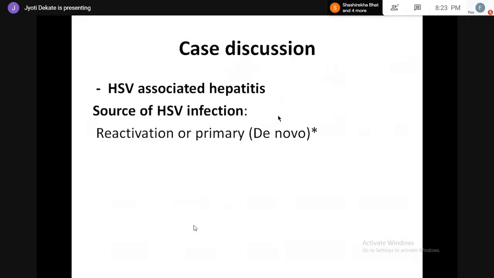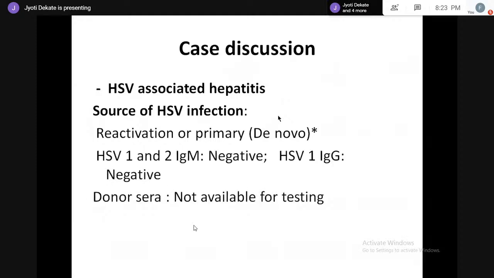HSV-associated hepatitis in the post-transplant setting can be because of the reactivation of the latent virus, or it can be due to de novo virus. To differentiate between these two, the serology helps. In our index case, the serology for IgM and IgG, HSV1 and 2, were negative, and the donor sera was not available for testing. So presumably, this HSV infection must have come from the donor.